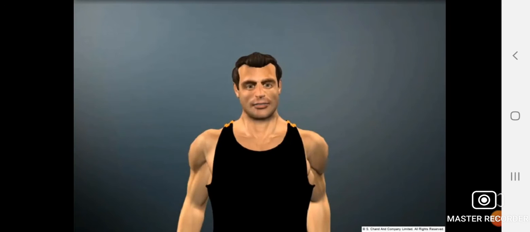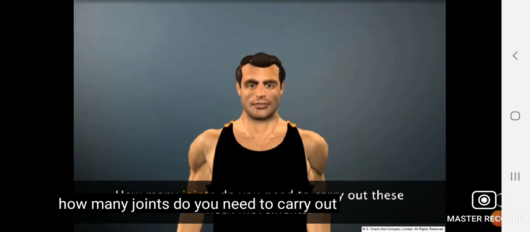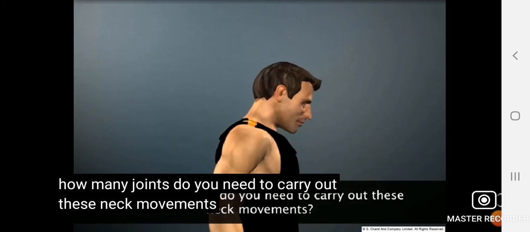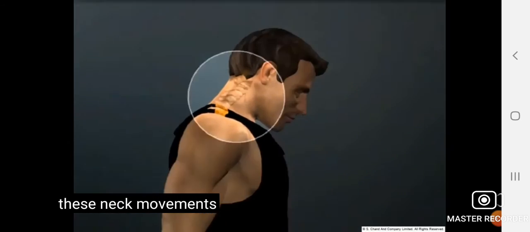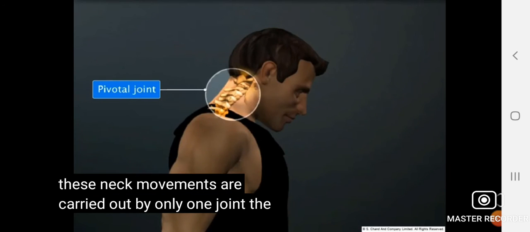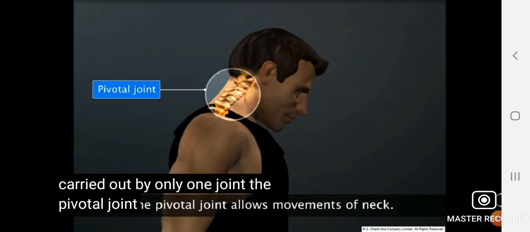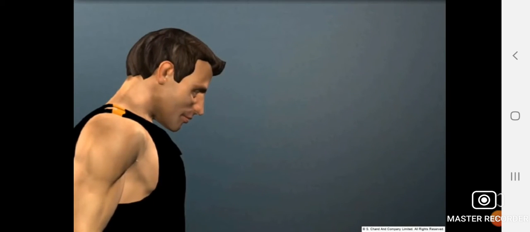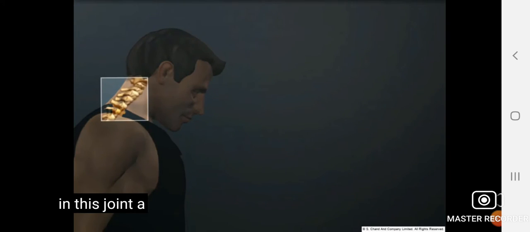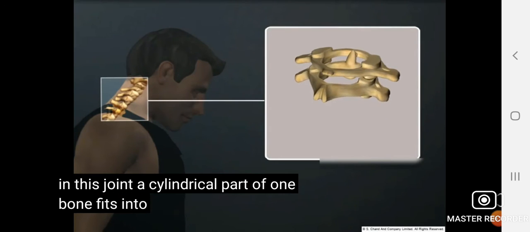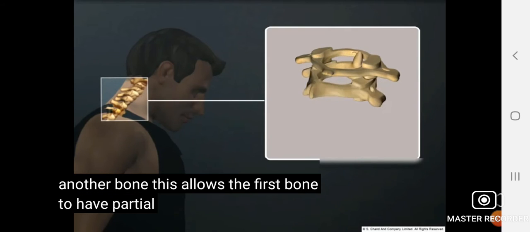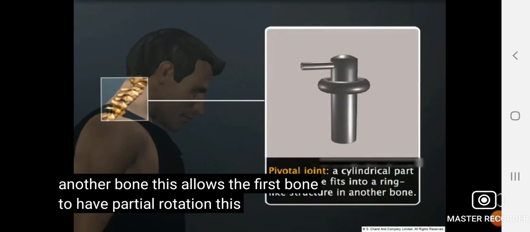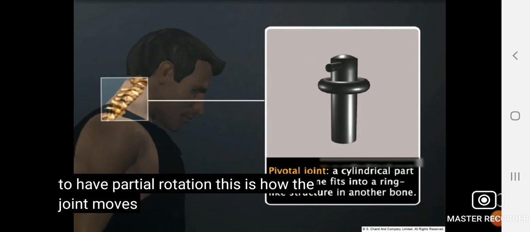Pivotal joint. How many joints do you need to carry out these movements? Neck movements. These neck movements are carried out by only one joint, the pivotal joint. In this joint, the cylindrical part of one bone fits into a ring-like structure in another bone. This allows the first bone to have partial rotation. This is how the joint moves.